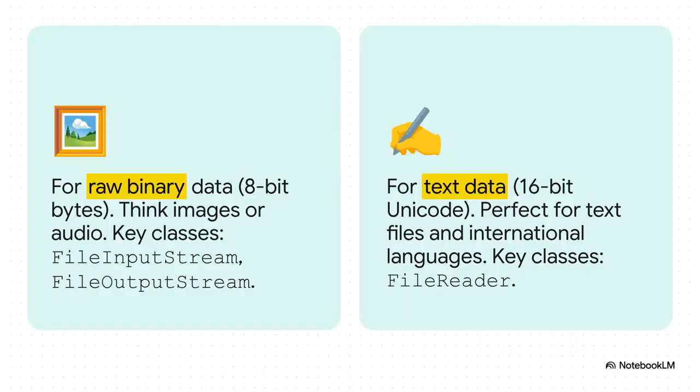You've got 2 main paths. If you're working with anything that isn't simple text, we're talking images, audio, video, you name it, you're going to use byte streams. But if you're dealing with text, especially if you want your app to work with different languages and special characters, then character streams are absolutely the way to go. They're built to handle Unicode, so they won't mess things up.